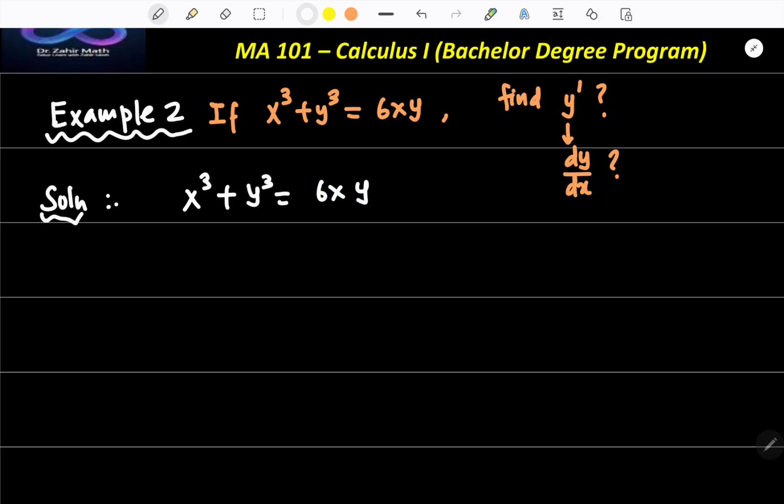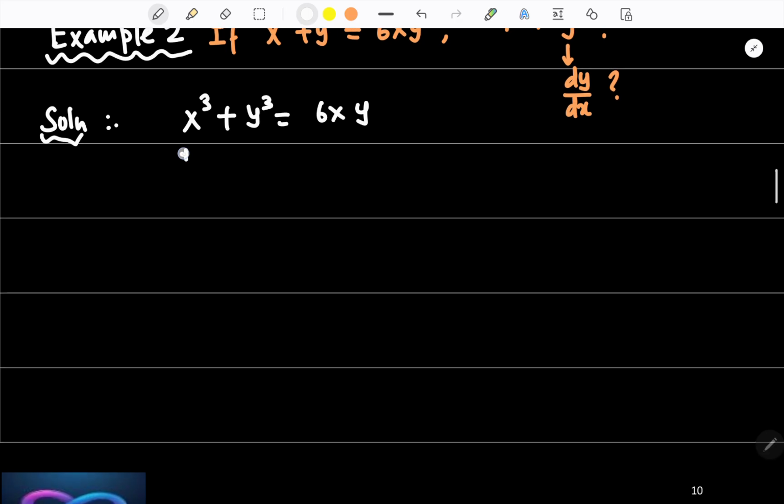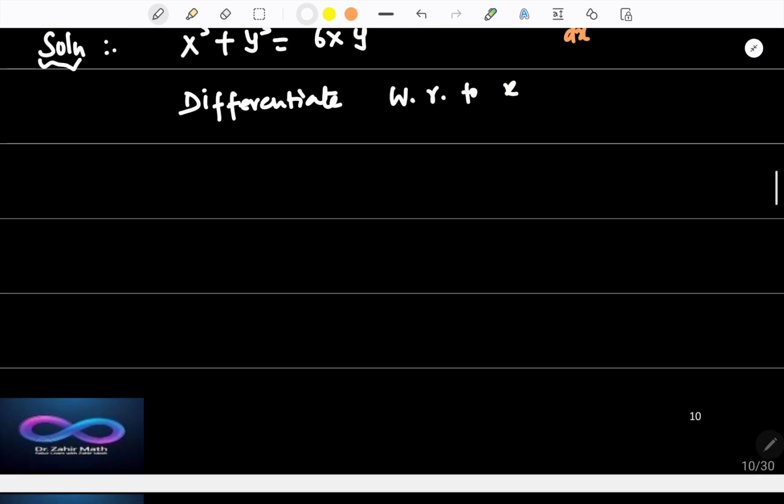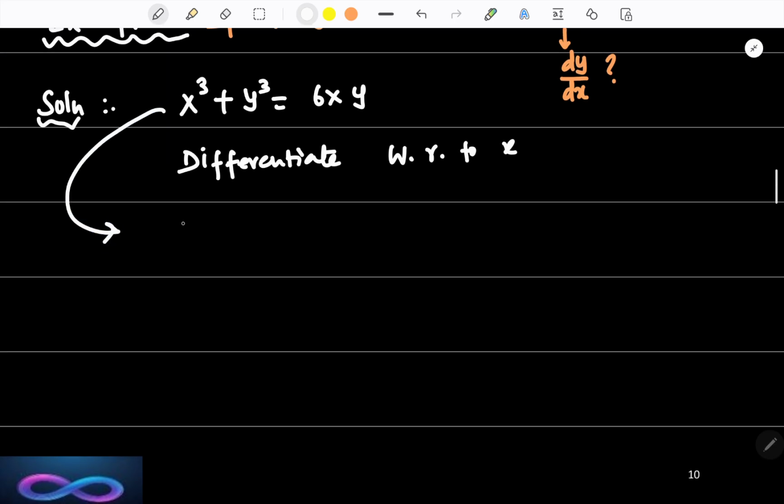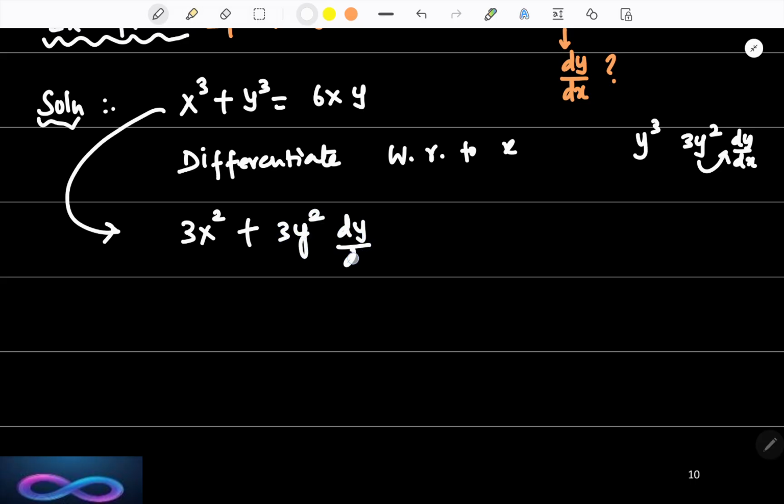So far in exercises 1, 2, 3, all the questions are y equal to. Now y is inside. Keep that in your mind, okay? Now we are going to differentiate with respect to x. When I differentiate x cube with respect to x, the derivative is 3x square. And y cube's derivative is 3y square, but then y's derivative is dy by dx. So 3y square times dy by dx is equal to 6xy.